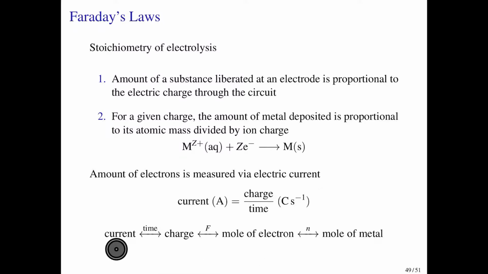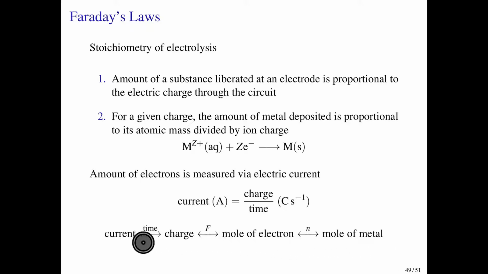You have to be able to take an electric current that's applied for a certain amount of time. That gives you an amount of charge that's been used in the electrolysis procedure, you can convert that to moles of electrons. Once you know the number of moles of electrons, you can then convert that to moles of metal, and then typically grams of metal you could then calculate.